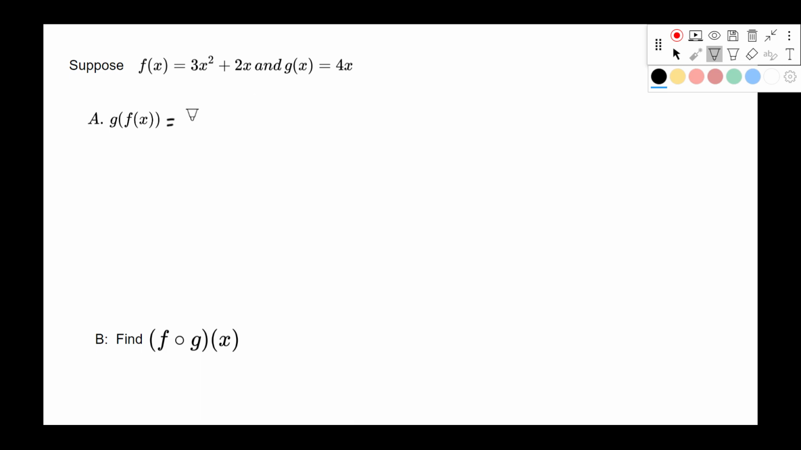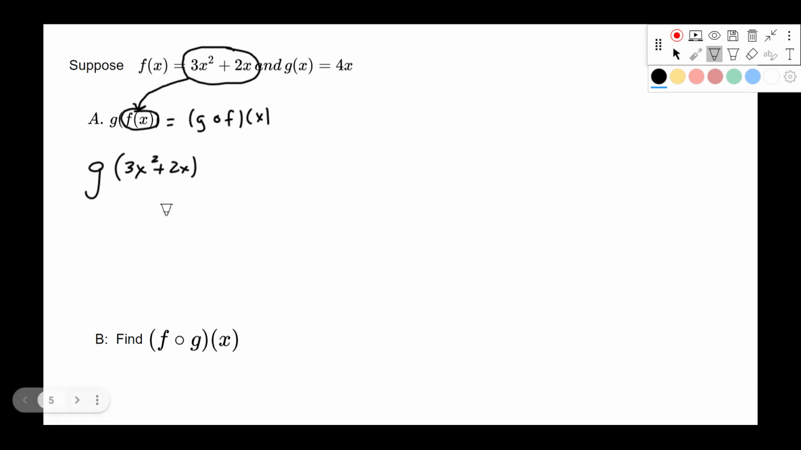Now remember, this also could be written like this, g of f of x, but this way it's easier to recognize. Okay, so first thing we're going to do is go to the inside function. We're going to start with f of x. Well, there's no number there, but I know what f of x is. F of x is 3x squared plus 2x. So I'm going to take that and put that there in place of f of x. So I'm going to write g of 3x squared plus 2x.